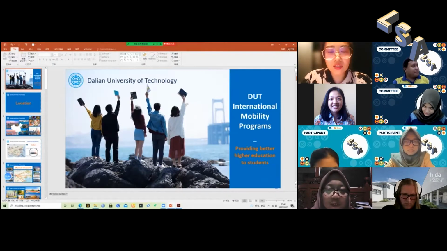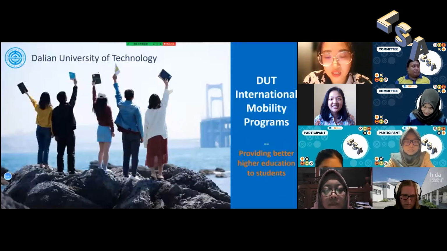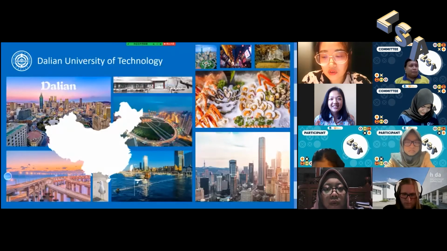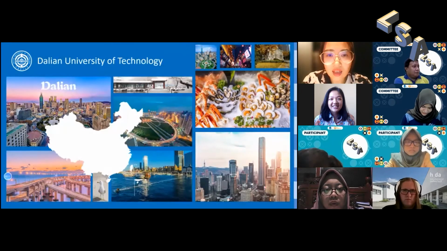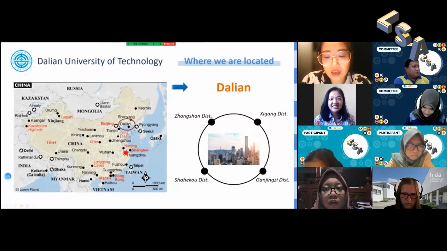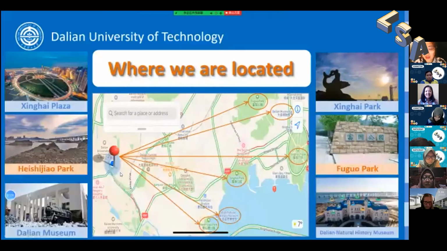And first is the geographic location of DUT. So DUT is located in Dalian, China. Dalian is a beautiful coastal city located in the northeast of China with high buildings, delicious seafood, and so on. And we can see there are 4 districts in the main urban area of Dalian. And we are located in the Ganjing district here. And we are close to the famous scenic spots like Xinghai Plaza, Heishijiao Park, Fuguo Park, and Dalian Museum. Also, the scenery.